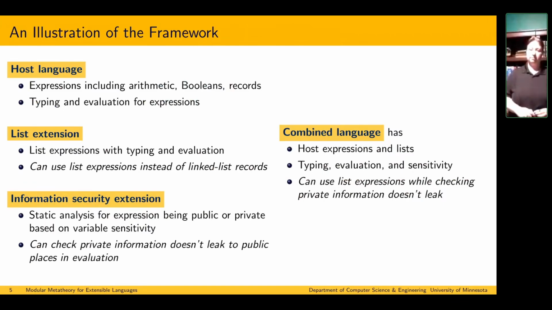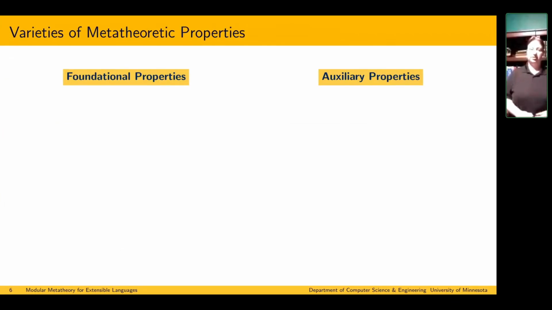But currently, without metatheory, the information security extension isn't really giving us anything because we don't know for sure that its analysis is guaranteeing what it claims. Which brings us to proving metatheory for these extensible languages so we can get the benefits of extension-introduced relations as well. So in our metatheory framework, we have two types of properties.